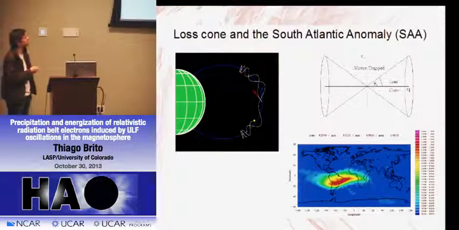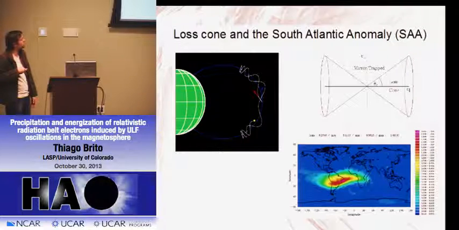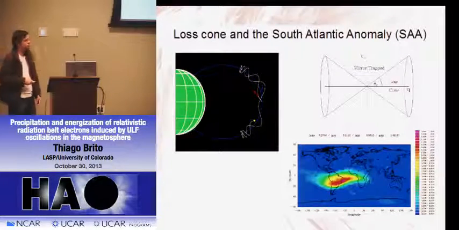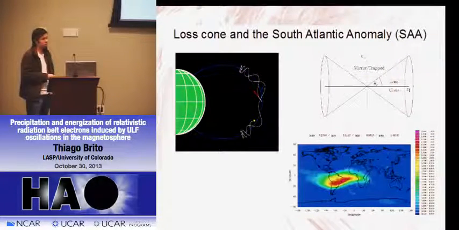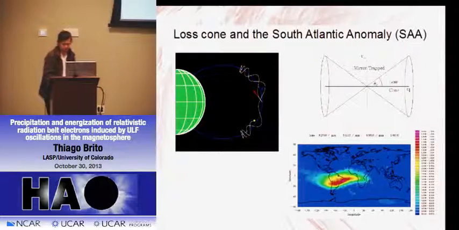And I'm going to be talking also about the drift loss cone, which has to do with the South Atlantic anomaly, a region south of here where the magnetic fields are weaker. As the particle is drifting around the Earth, it is more likely to get lost at these longitudes than out here. So the particle may be mirroring here, maybe outside of the loss cone here, but if it doesn't make it around, then it's said to be inside of the drift loss cone because it doesn't complete one full drift around the Earth.